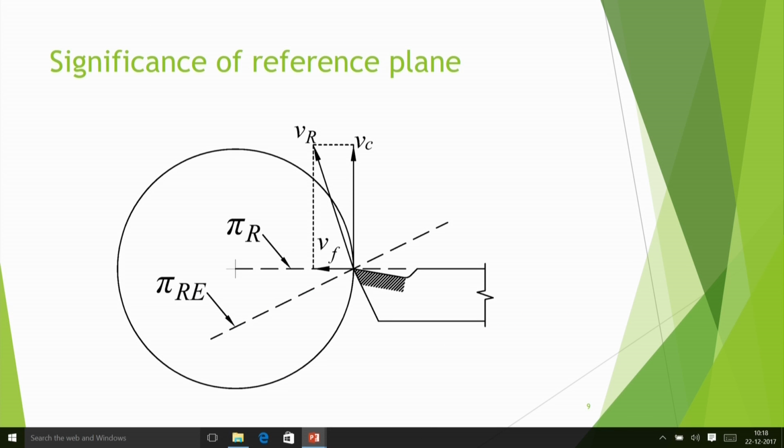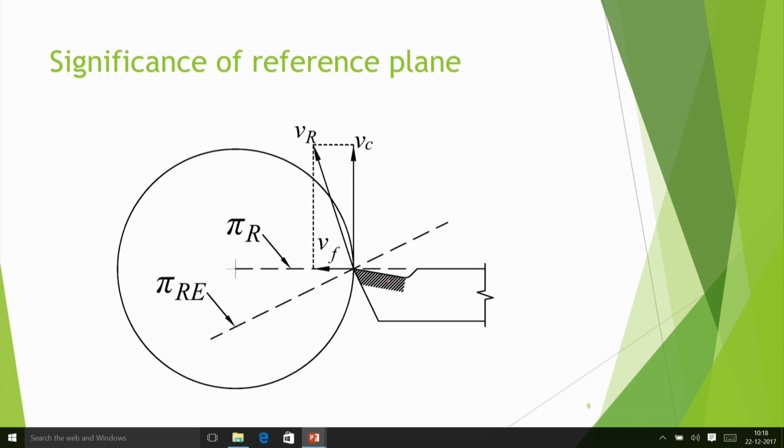Significance of the reference plane. As I said, the reference plane is actually normal to the cutting velocity. So suppose you have got VC and then perpendicular to this is one plane that is called pi r. This is the reference plane. And here the cutting tool is just kept here. So from here you are measuring the rake angle. This becomes the top rake angle.